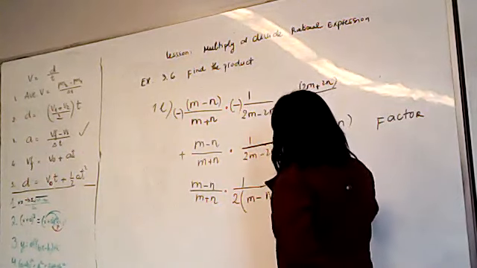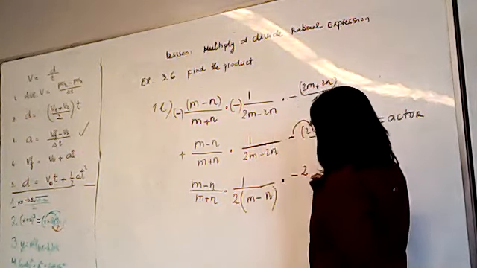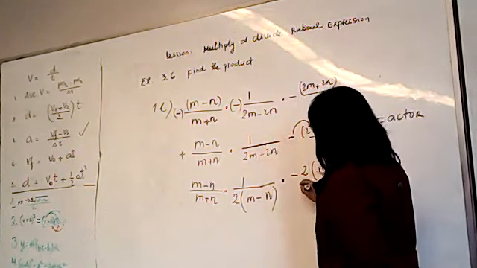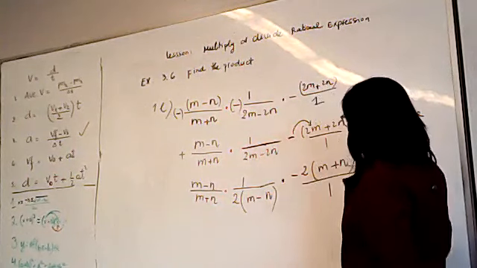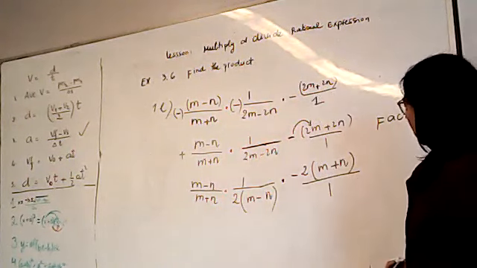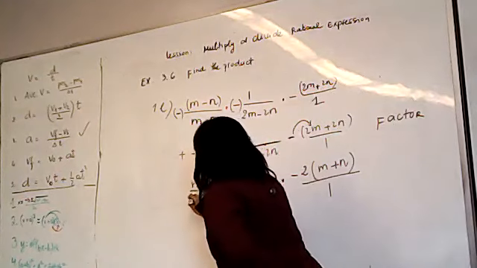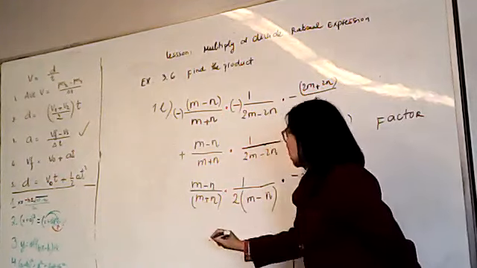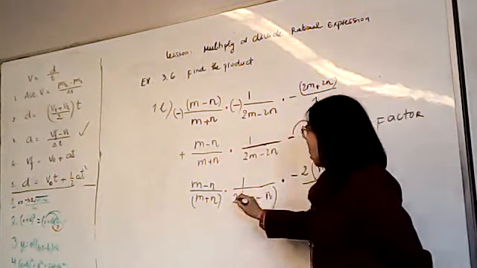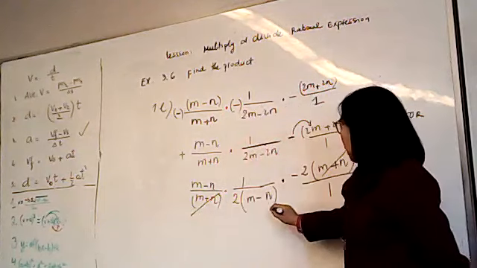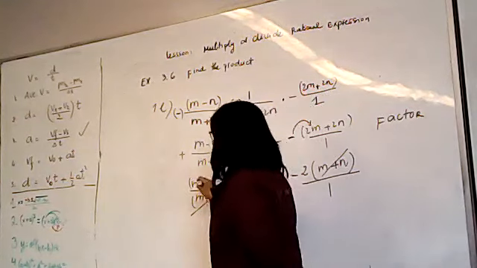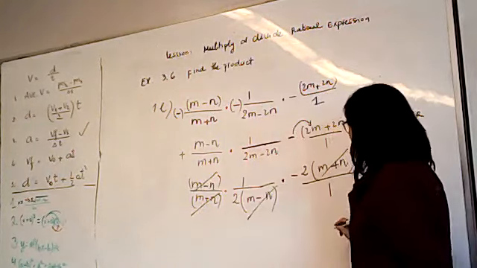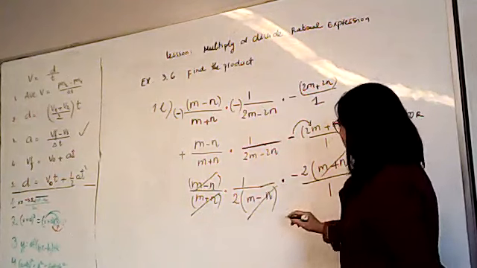You know what? Just leave it for now. I'm going to write down the 2 first. 2 times m plus n, and factor over what? Okay. So now what will happen, students? Can I cancel this one with this one? Cancel, cancel. Can I cancel this one with this one? Cancel, cancel. So what will the answer be?